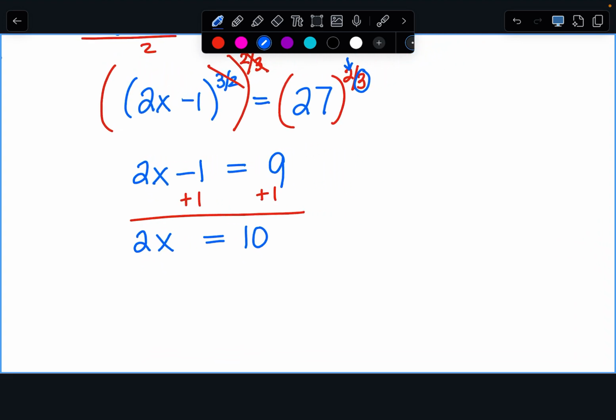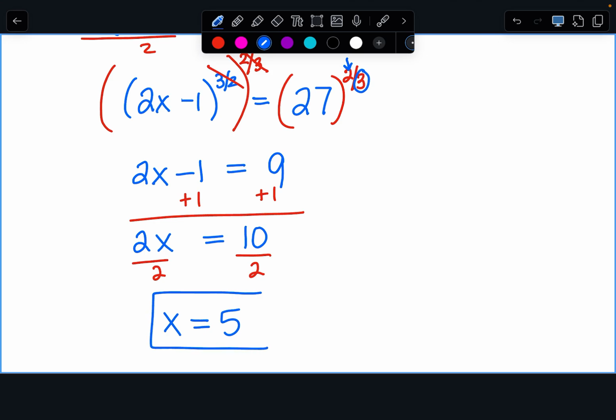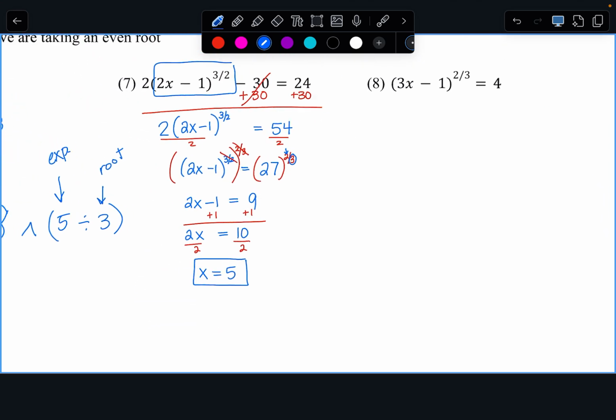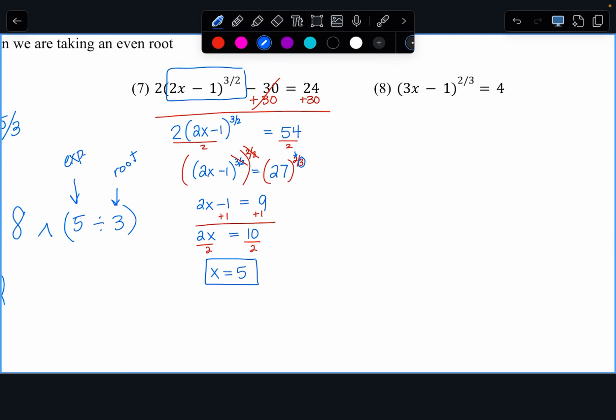And then divide by 2. So what does x equal? 5. There we go. That's it. Ta-da.